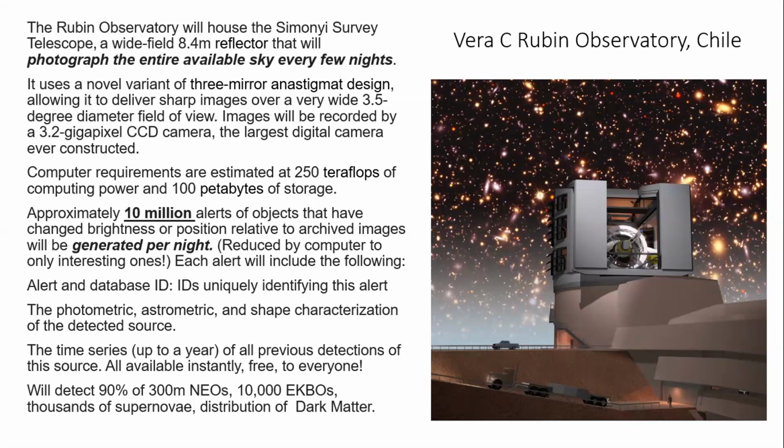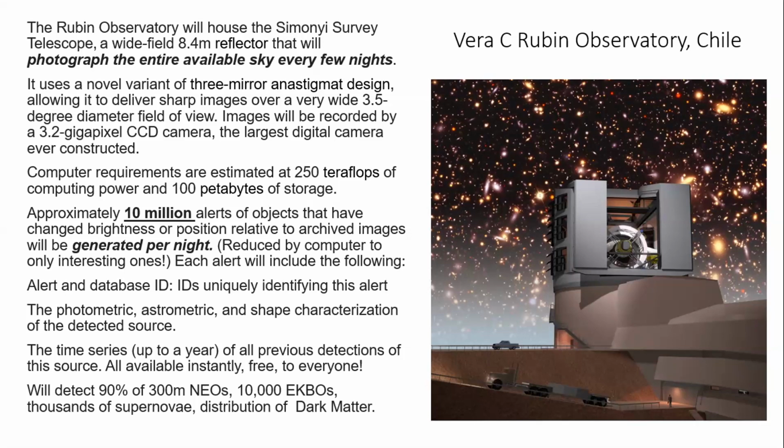Each alert will give the actual details of what happened, where it is and what happened, and a time series of up to a year of all the previous detections of that source. So if it's a variable star, it will give you the light curve for the whole of the previous year. If it's something moving, it will show you what has moved over the year.